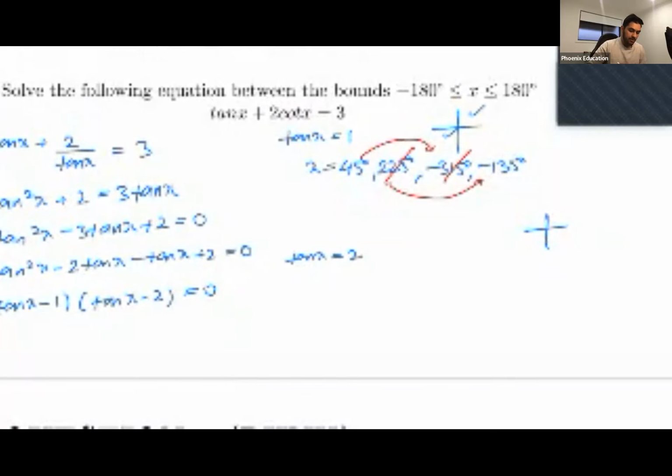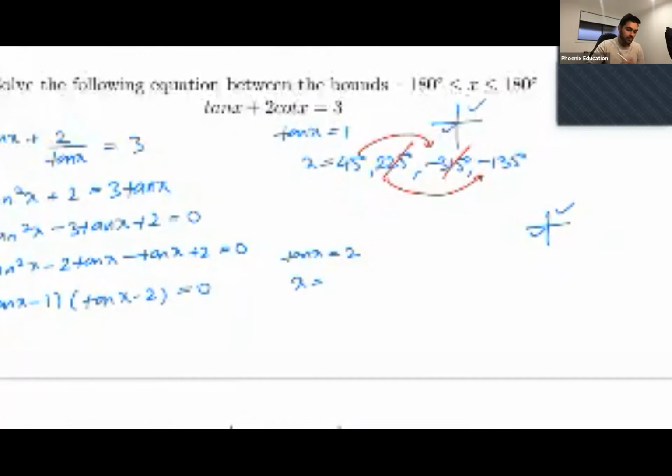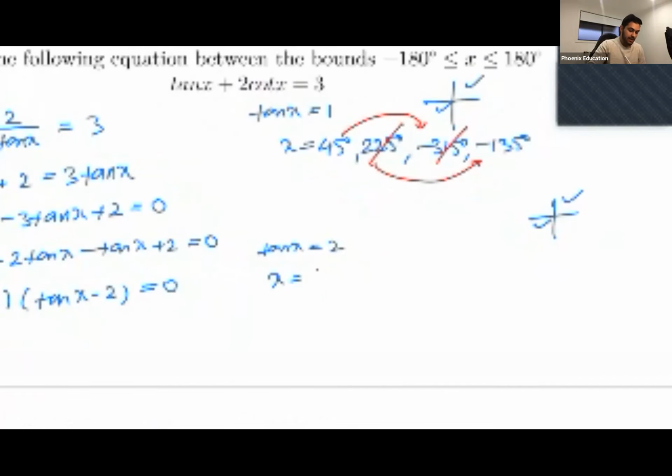Okay, so now I'll solve this second branch here. What I'll need to do is figure out what value of tan gives me 2. And also this is positive, so I'll look at the first and third quadrants. If I do tan inverse of 2, I get 63 degrees and 26 minutes.